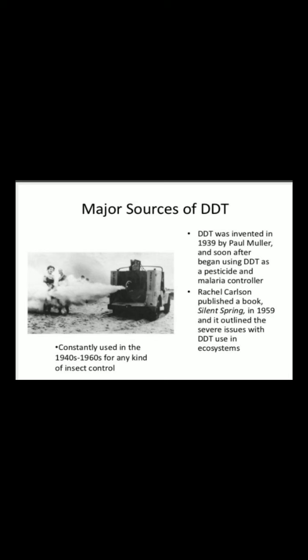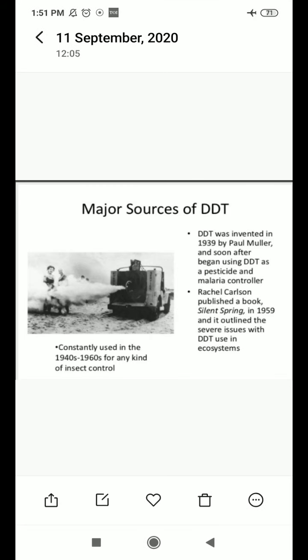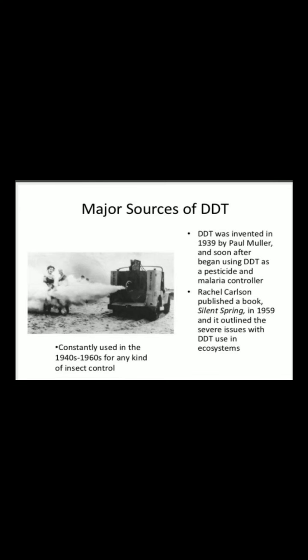And he studied the different toxic effects of this particular DDT, and he observed the issue: it remained in the environment for a longer period of time, so ultimately it affects humans as well as animals. It was constantly used in the 1940s and 1960s for any kind of insect control.